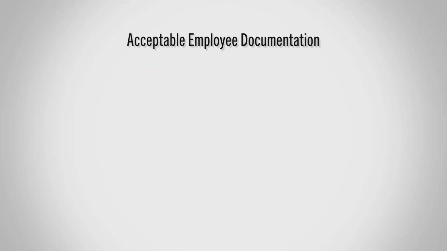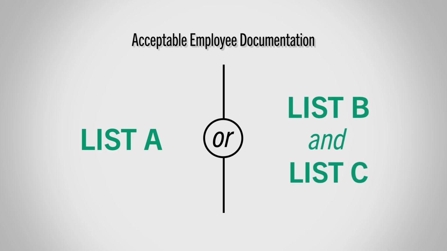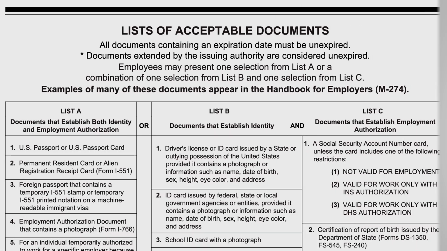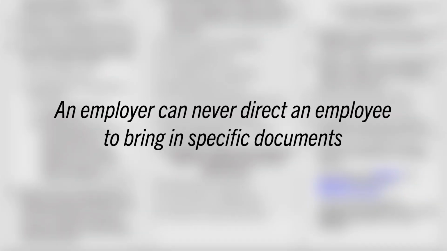Acceptable documents are broken down into 3 lists. Employee must provide either a document from List A or a document from List B and List C. An employer can only provide the list of acceptable documents to the employee. An employer can never direct an employee to bring in specific documents.